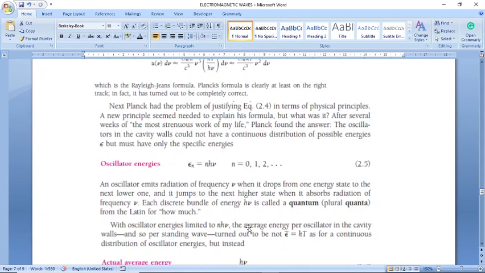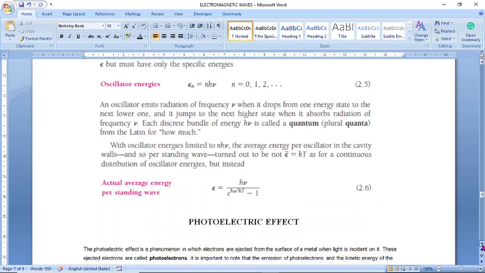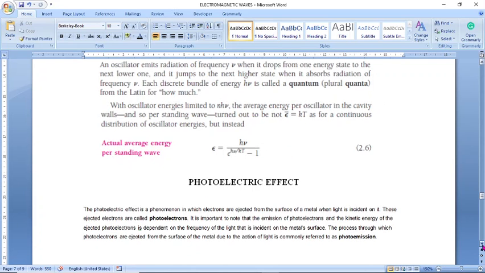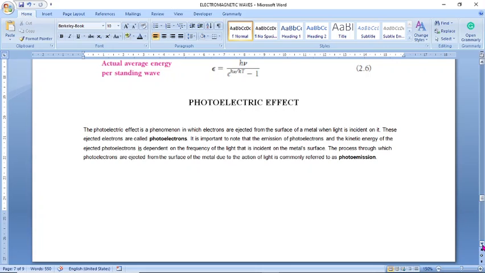With oscillator energy limited to nh nu, the average energy per oscillator in the cavity walls, and so per standing wave, turned out to be not kT, as for a continuous distribution of oscillator energy, but instead h nu. Therefore, the actual average energy per standing wave E equals h nu divided by e to the power h nu by kT minus 1. Okay. Then we will go to the photoelectric effect.